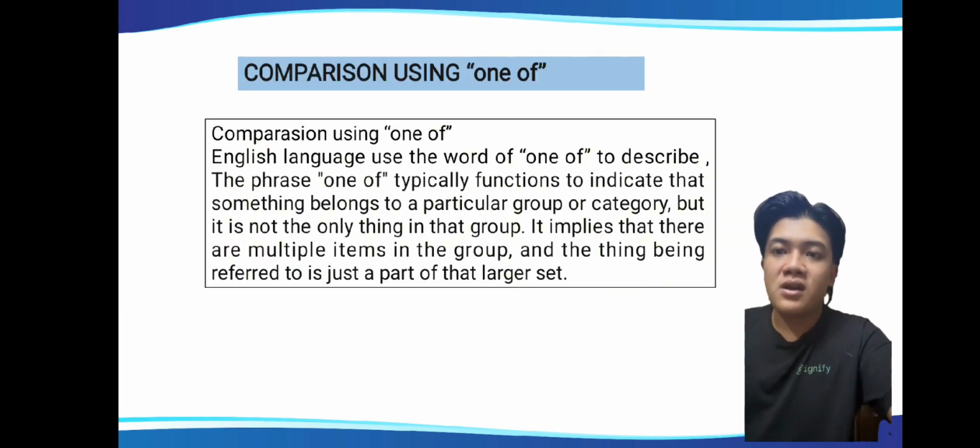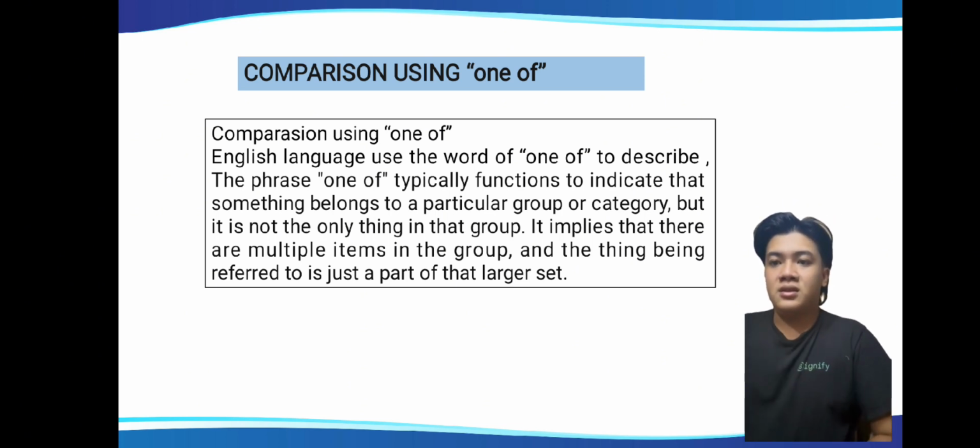Comparison using "one of". The English language uses the phrase "one of" to describe something. One of typically functions to indicate that something belongs to a particular group or category, but it is not the only thing in the group. It implies that there are multiple items in the group, and the thing being referred to is just a part of the larger group.